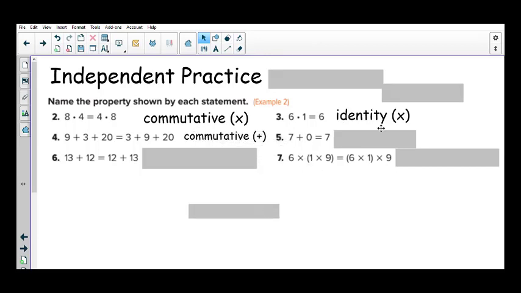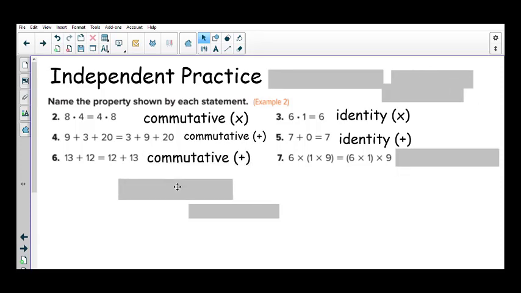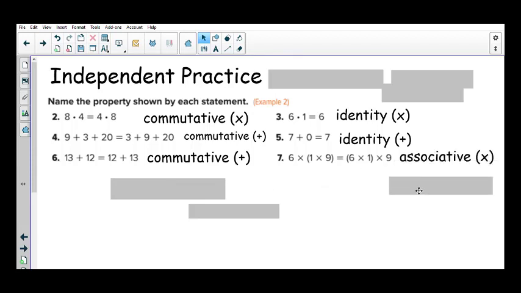Number 5, we add 0 to get the same thing we started with. That's the identity property of addition. Number 6, the order of the numbers change. That's commutative property of addition. And finally, number 7, the parentheses move to regroup terms. That's going to be the associative property of multiplication.